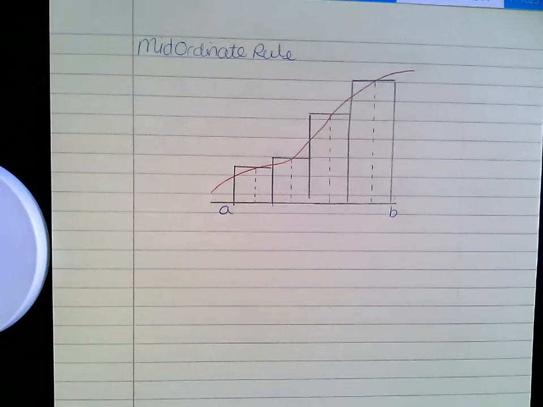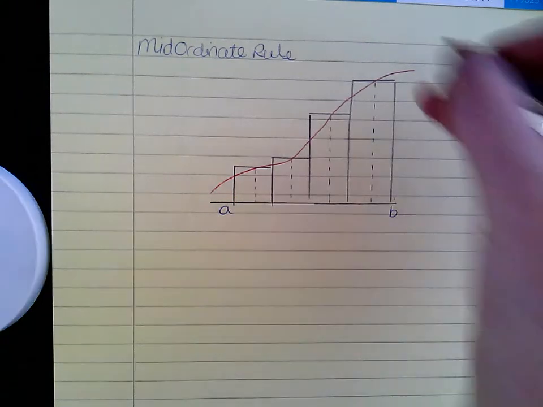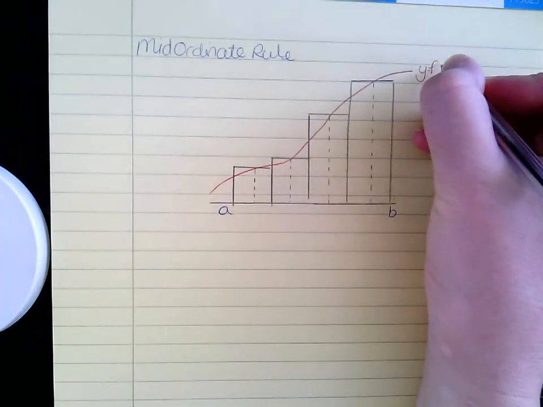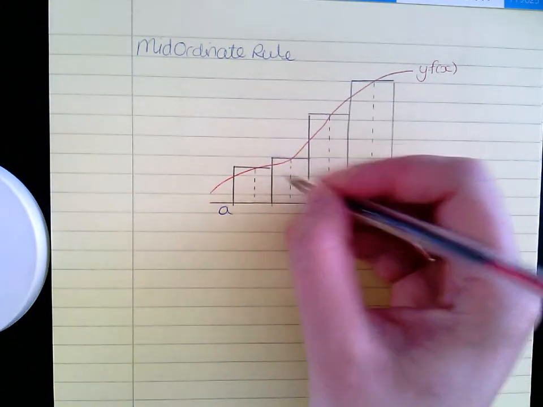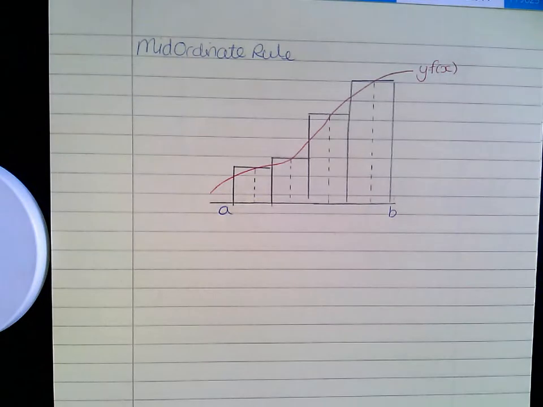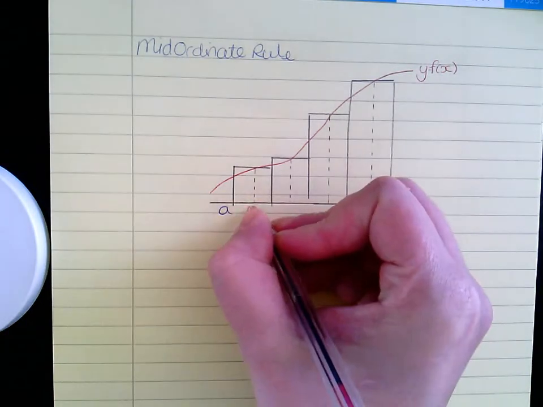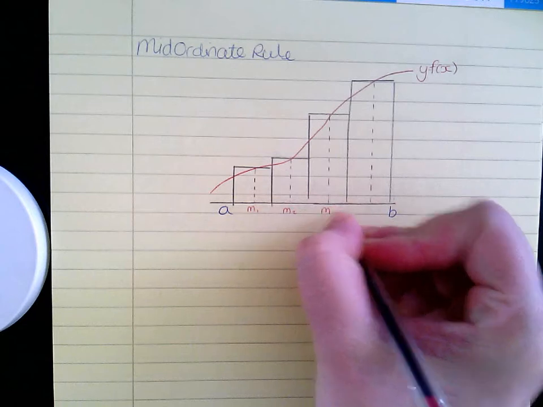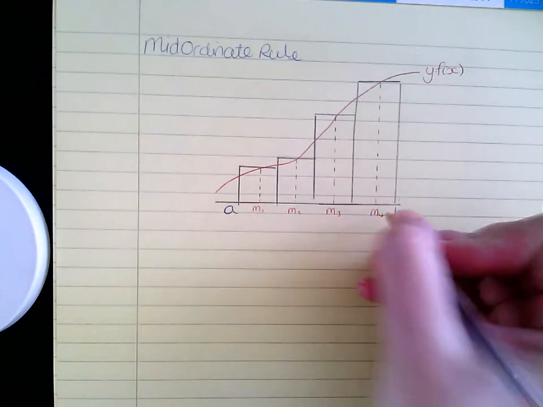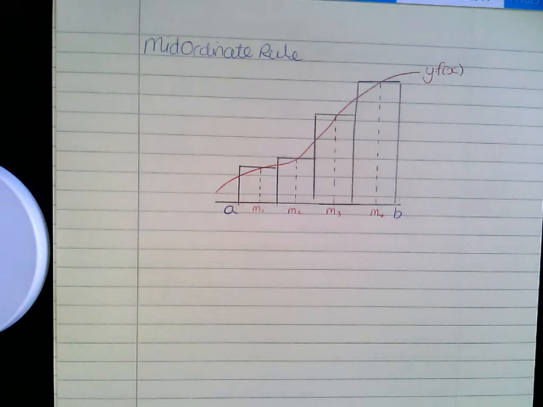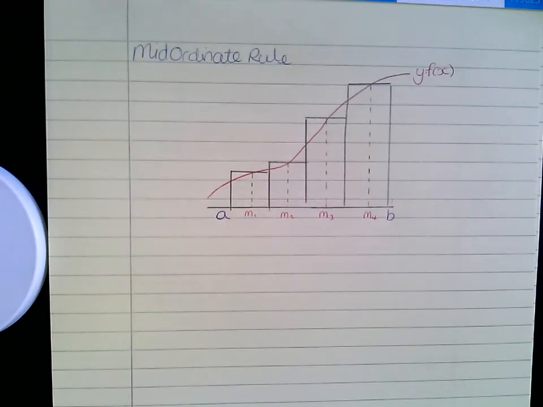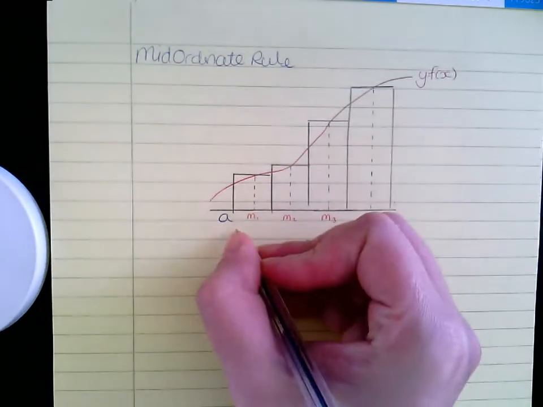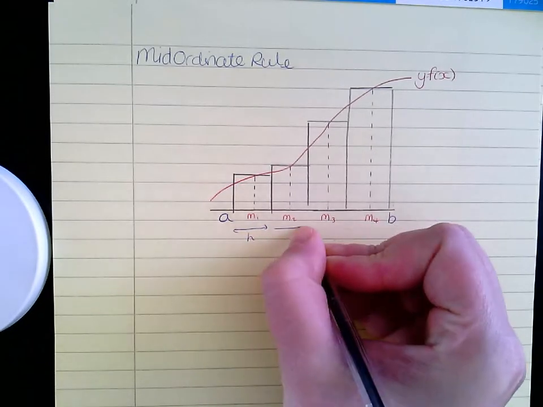Now, the mid-ordinate rule. As you can see here, I've got a function that I have drawn, y equals f(x). And what I have done is I have drawn rectangles where the midpoint of each of the rectangles is on the curve. So we have these midpoints. So the idea behind the mid-ordinate rule is that we work out the areas of these rectangles and we use that to estimate the area under the curve. Each of the rectangles would have equal width called h.